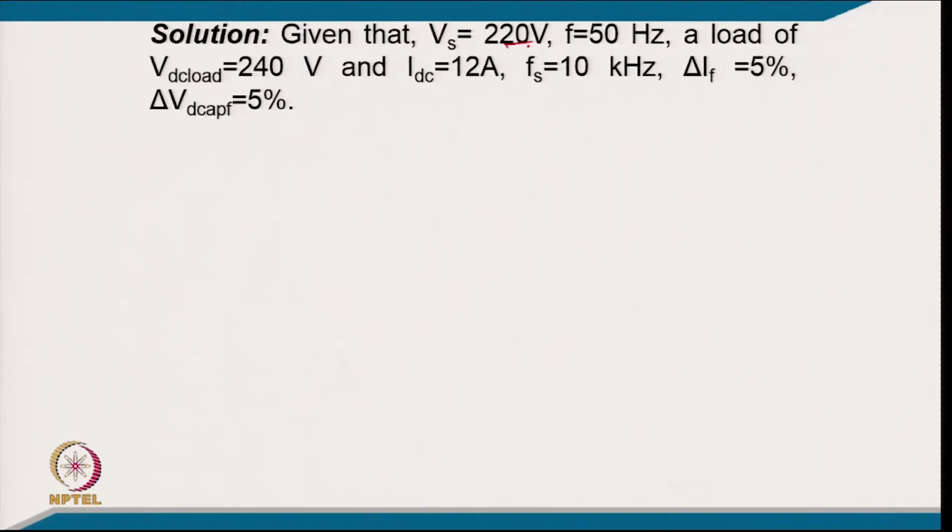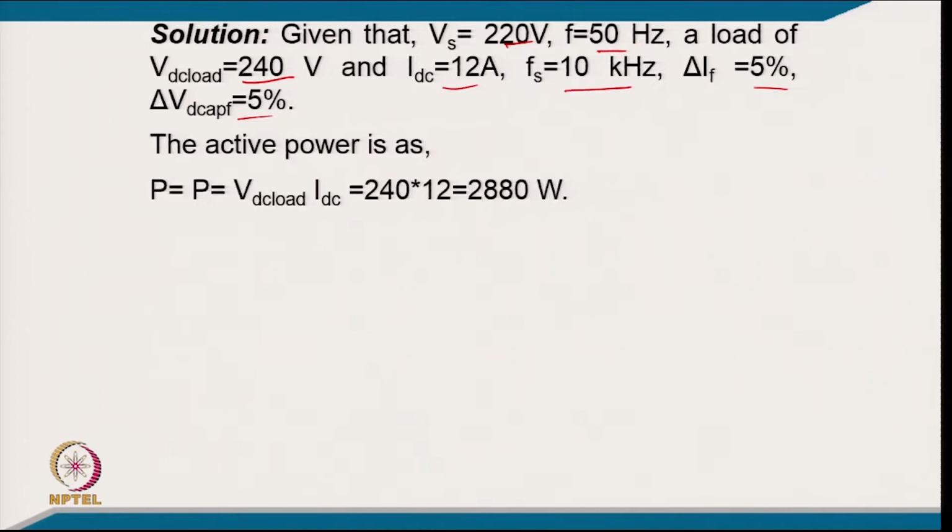The supply voltage is 220 volt 50 hertz, and the load has a DC link voltage of 240 volt and a DC link current of 12 ampere, with a switching frequency of 10 kilohertz, 5 ampere ripple current, and 5% deviation of the voltage across the DC link during the dynamics.